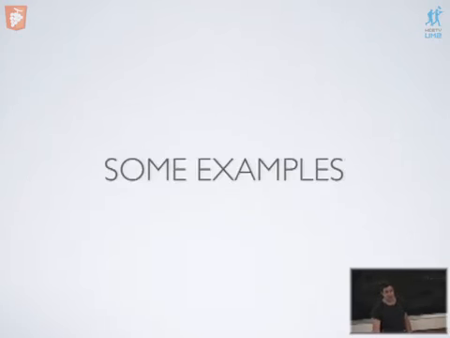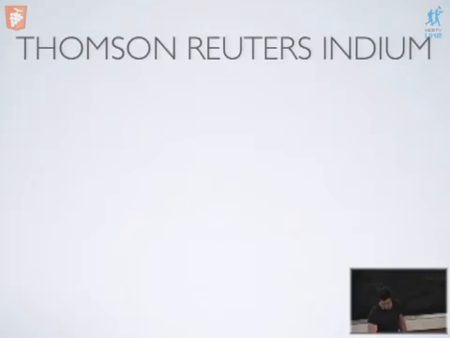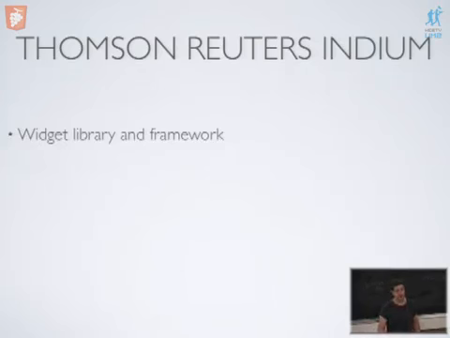So some examples. I'm going to talk about some of the projects I have worked on, some of the projects I'm on at the moment, and we'll go through this. At the moment, I'm the tech lead for Thomson Reuters, and we're writing a huge UI. It's based on Dojo. We have a widget library and a framework written in Dojo, called Indium. It enables us to deploy our apps, and it does inter-widget communication. It does lots of things. We're using Dojo. We're using Node.js.